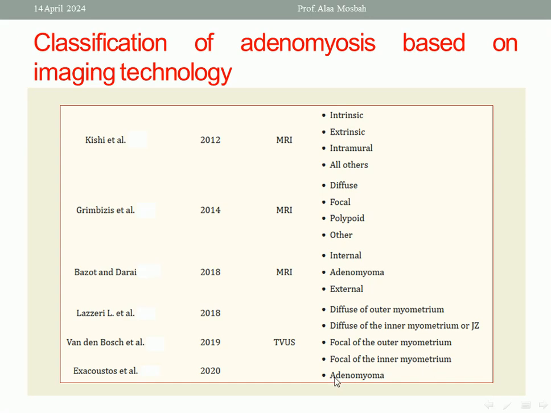The fifth type is adenomyoma. Okay, so this is according to the recent classification of adenomyosis based on imaging technology.